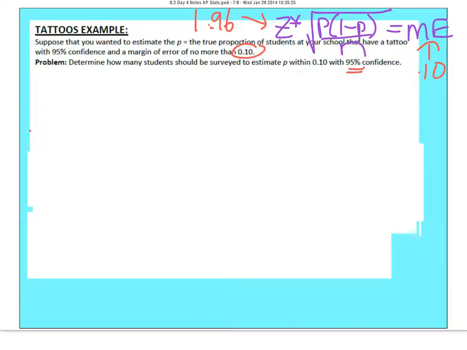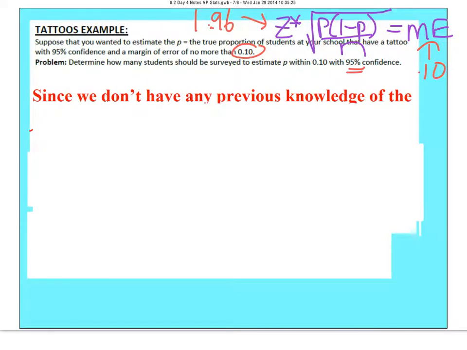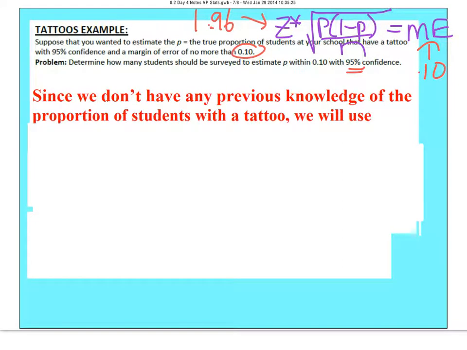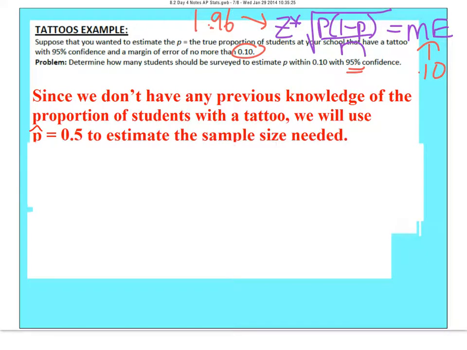What do I put in for p? Well, I don't know anything about that, so you have to make an assumption or an estimation. And here's what we're going to say. Since we don't have any previous knowledge of our proportion of students with a TA2, we're going to use p hat as being 50% to estimate the sample size needed. Every now and then I have seen multiple choice questions from the AP board where you have to make this assumption. So if you read the problem and you're like, I can't figure out the proportion, it's because they want you to assume it's 50%.